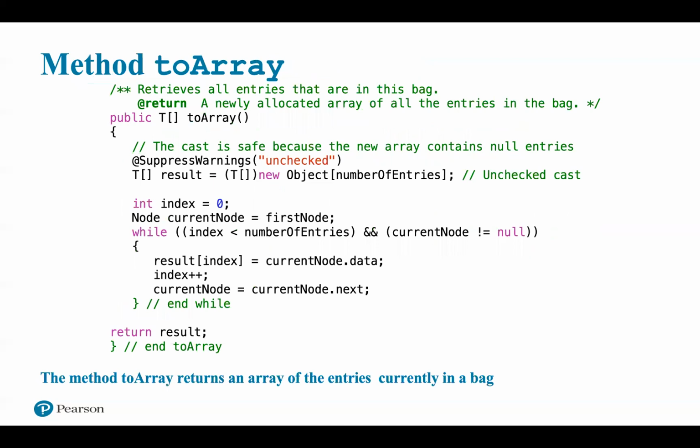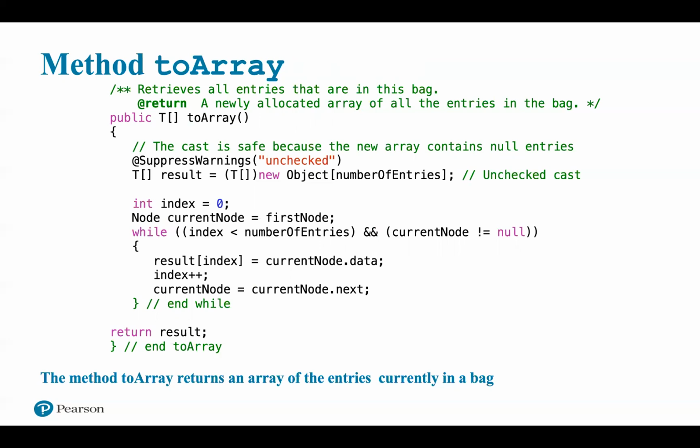So let's move on to the method toArray. The method toArray returns an array of the entries currently in a bag. By implementing this method, we will be able to test whether the add method works before we complete the rest of the class LinkedBag.